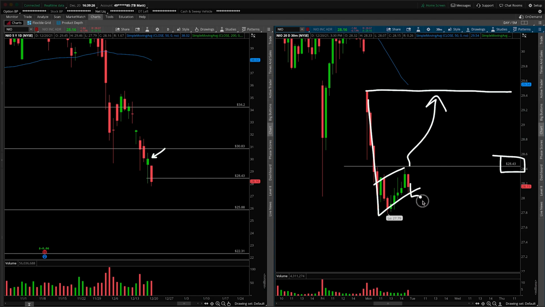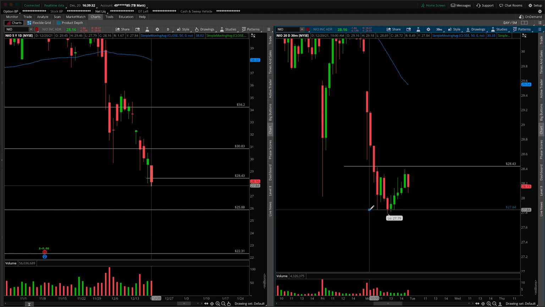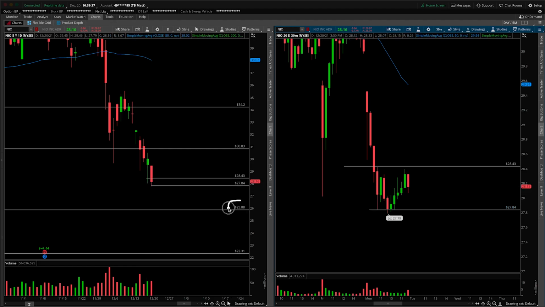To the downside, you can either take a breakdown of the flag support trend line, or the more conservative trader is probably looking for a breakdown underneath the low of day for a continuation. So roughly that's 27.84 to get us closer to that 26 target, with 26.75 as that 100% fib extension.